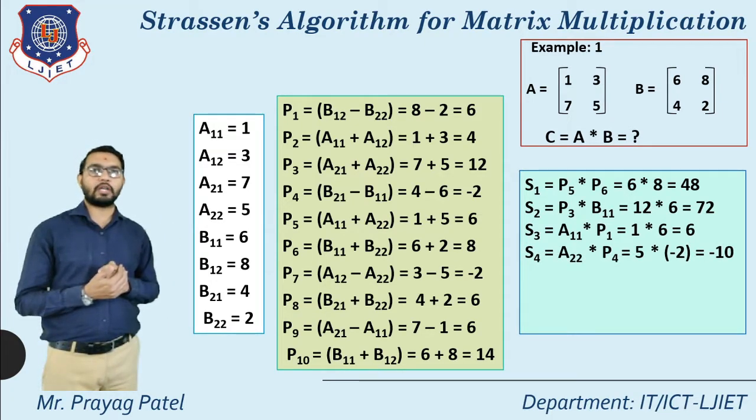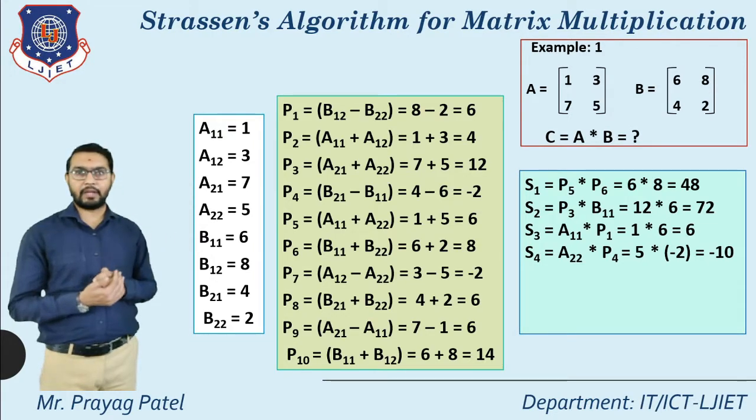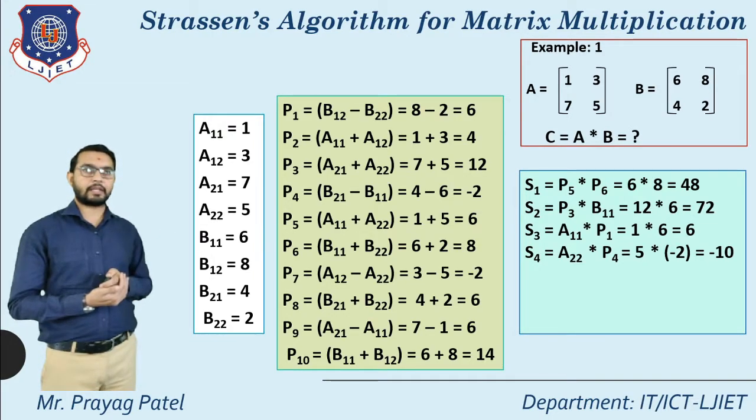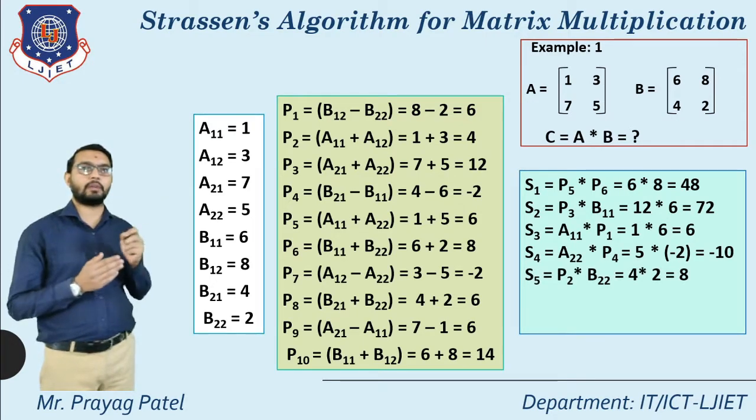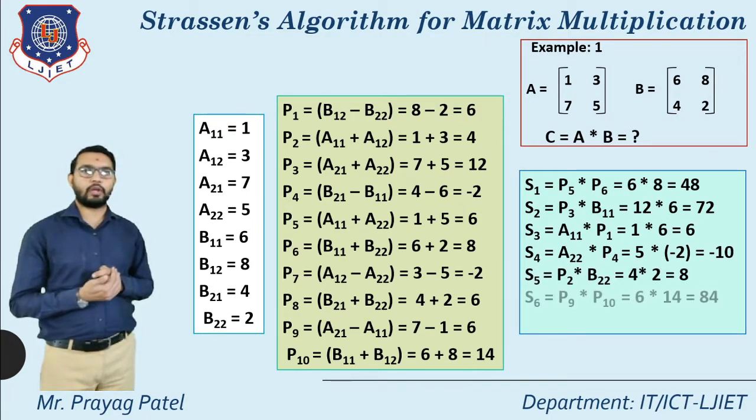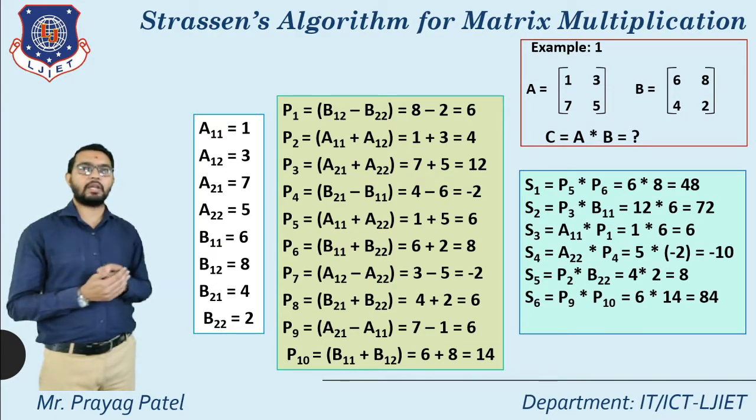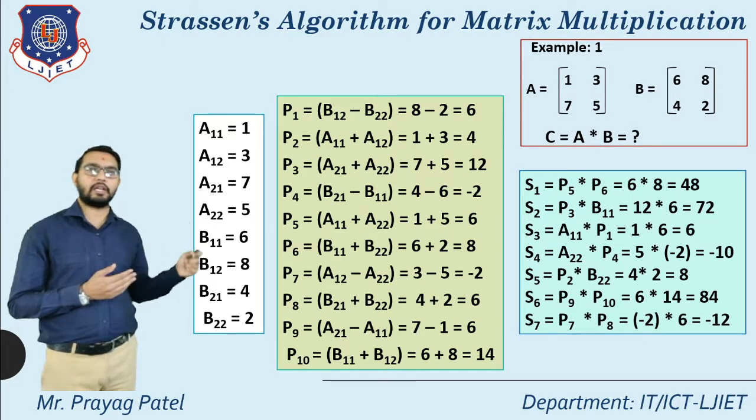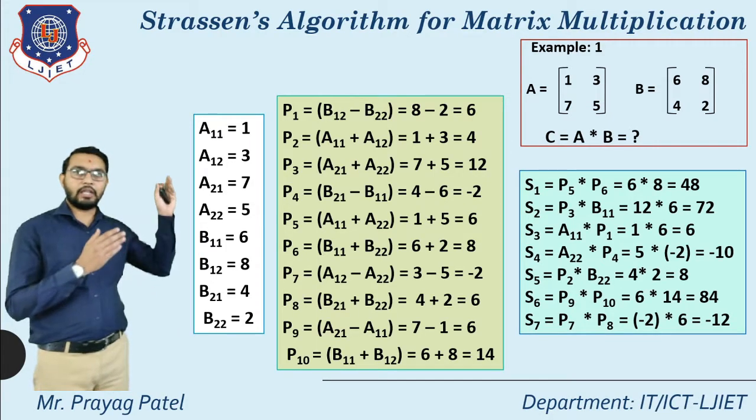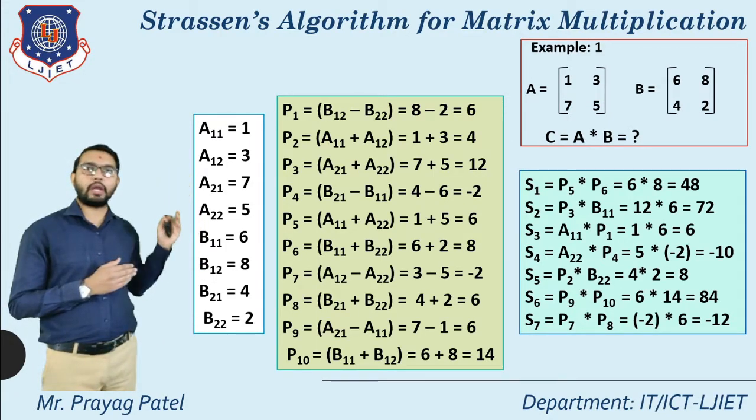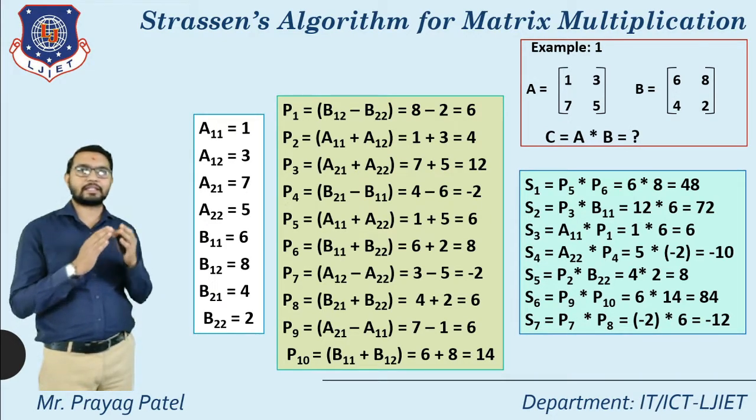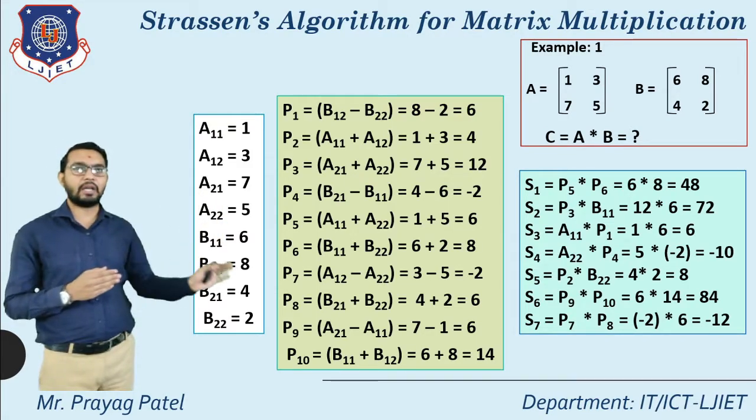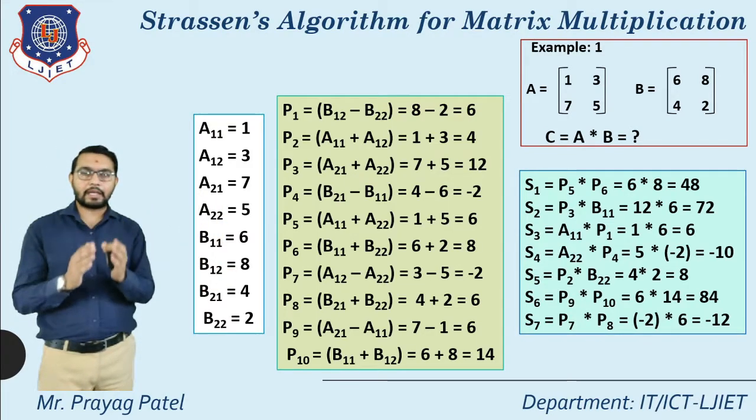S4 equal to A22 multiply P4 equal to 5 multiply minus 2 equal to minus 10. Next value S5. S5 equal to P2 multiply B22 equal to 4 multiply 2 equal to 8. S6 equal to P9 multiply P10 means 6 multiply 14 equal to 84. Then S7 equal to P7 multiply P8 means minus 2 multiply with 6 means minus 12. So here in this case A11, A12, A21, A22 are all considered as single values, not as submatrices. That's why we can directly multiply these values and find the values of S1 to S7.